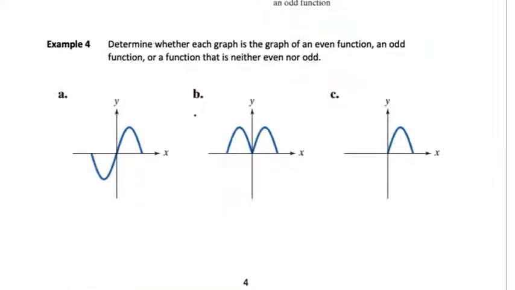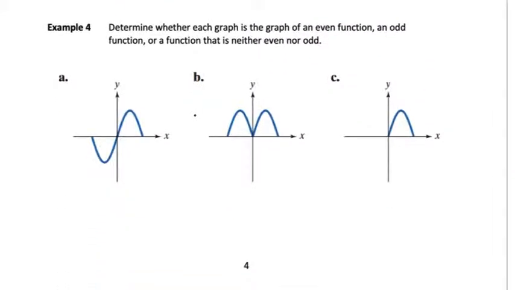So in example 4 in the textbook, we're asked to determine whether each graph is an even function, an odd function, or neither. So looking at A, what I can imagine is rotating this little V-shaped part here around 180 degrees, and it's going to line up exactly on top of this V-shaped part down here. So if I move this 180 degrees, it will line up perfectly, and that means it's an odd function.